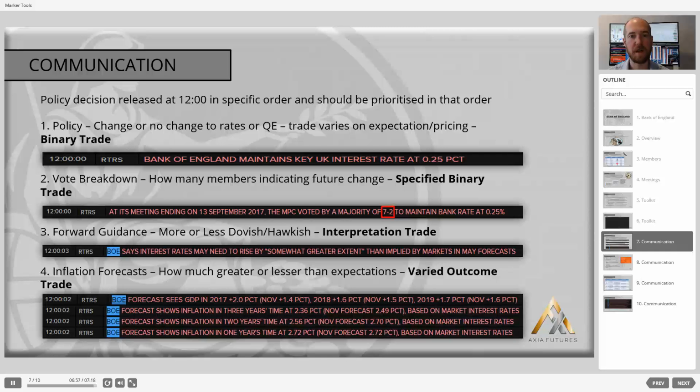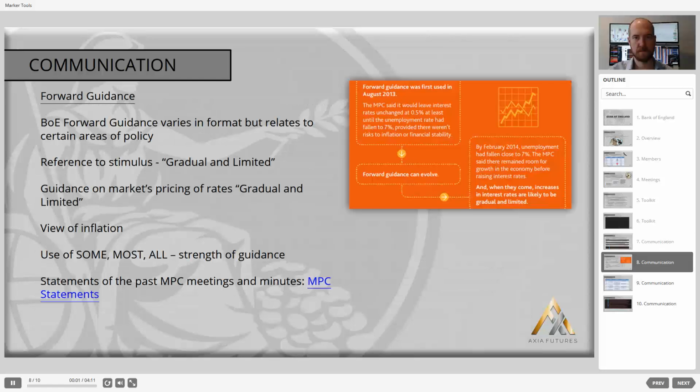Alright guys, we'll now have a look in a little bit more detail at the forward guidance. The rates and the breakdown of votes is very clear. It's a very clear numerical example, but the forward guidance is where you get a little bit more nuance, and this is the area that you really need to start to understand with the Bank of England. So we'll move on to that and have a look at a little bit more detail there. So both reversal type plays. We'll go and have a look.